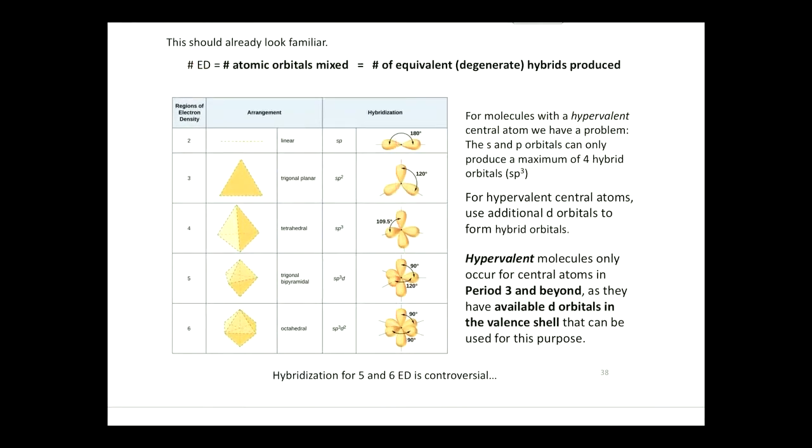Where all of these different shapes and bond angles are the exact same as the electron domain geometries from VSEPR theory. The only thing that we're adding here is the hybridization, but you can just figure that out by the number of electron domains. So it's simple as that. All right, and so yet again, 5 and 6 are controversial, but let's just do it anyway.